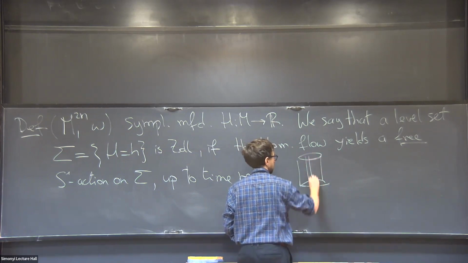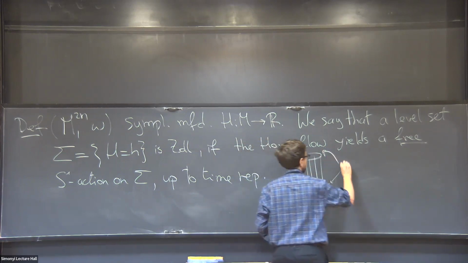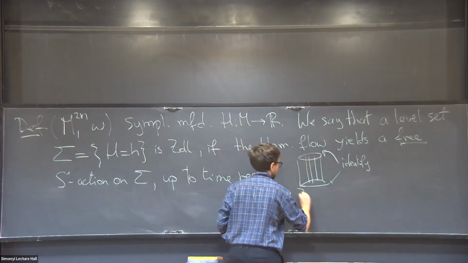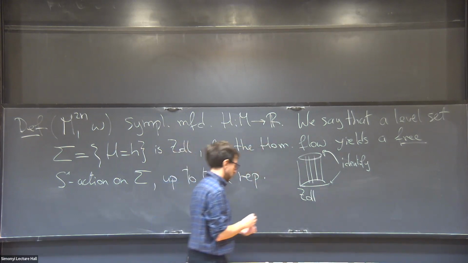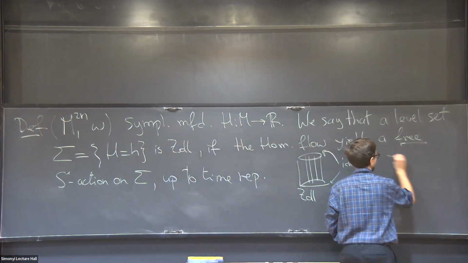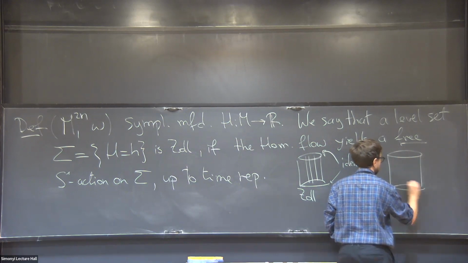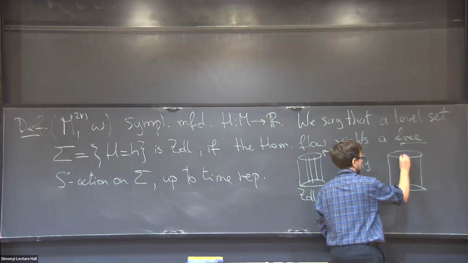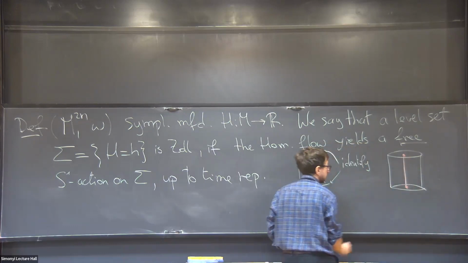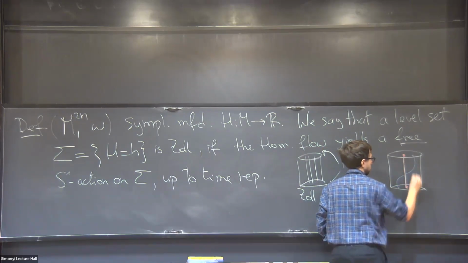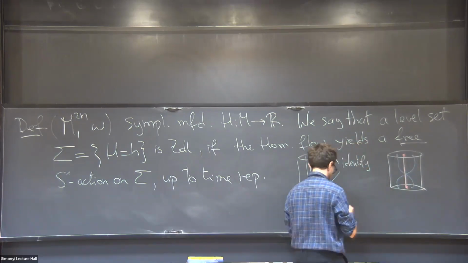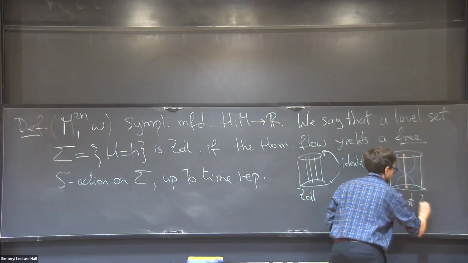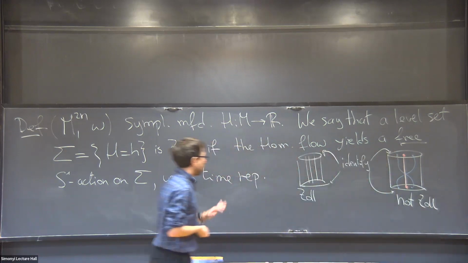So something like this. To identify these two things, this will give you a Zoll situation. What you don't want is the so-called Besse situation, where instead you have some orbits which are shorter than others. So it's a kind of exceptional ones. And then you have other orbits which are still periodic but wind around. It would be not a Zoll situation.